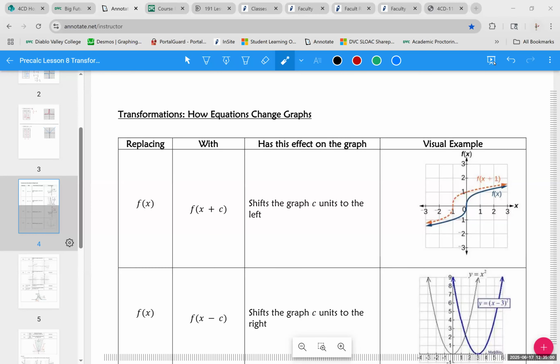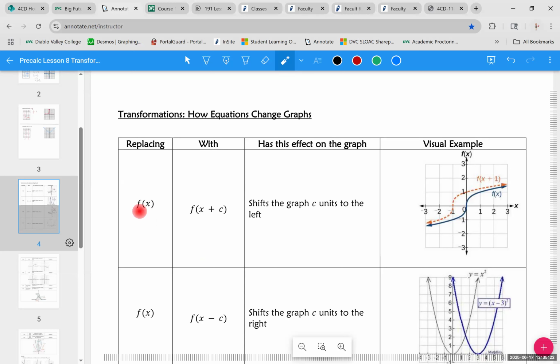Right, so in this video, we're going to focus on how the equation will change the graph. Now that we know these base functions, these are our starting points, and we do need to know the details of those graphs. Then we're going to talk about, okay, well, what if we change the equation a little? What effect does that have on the graph?